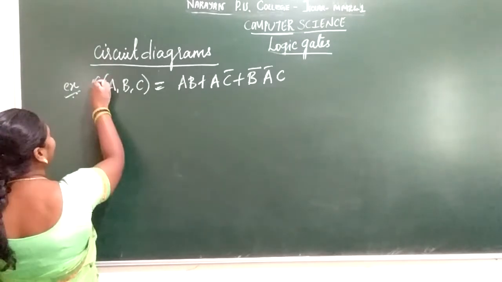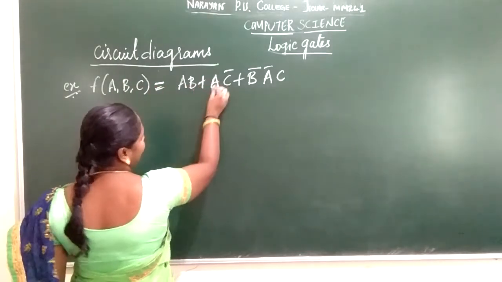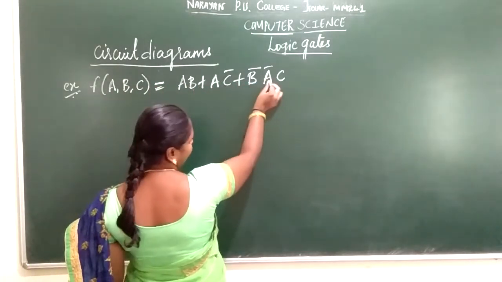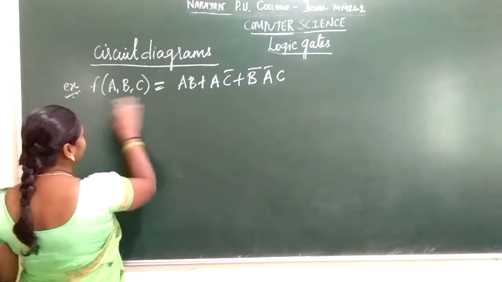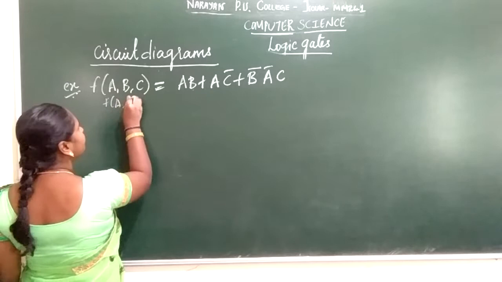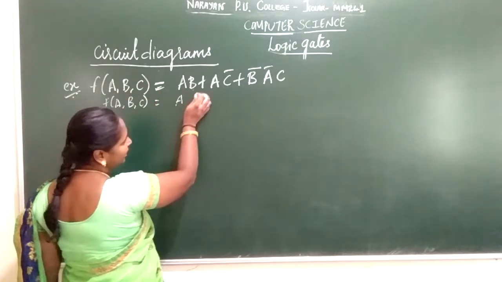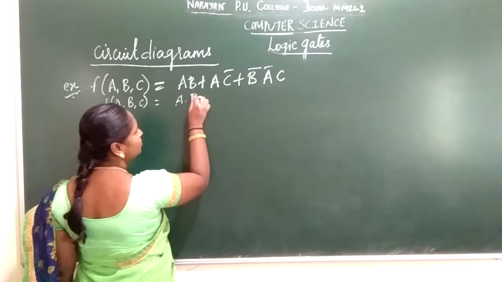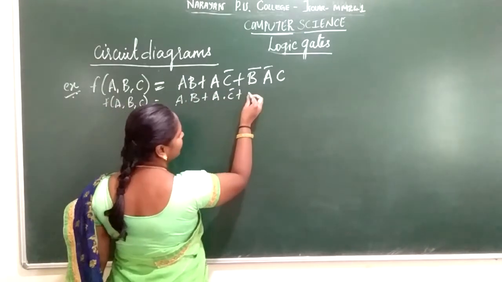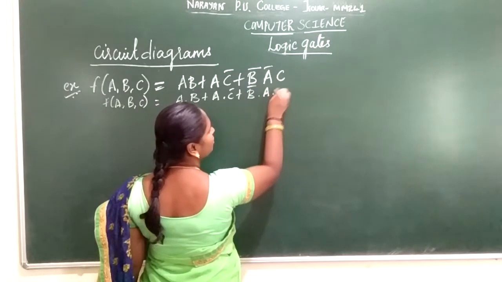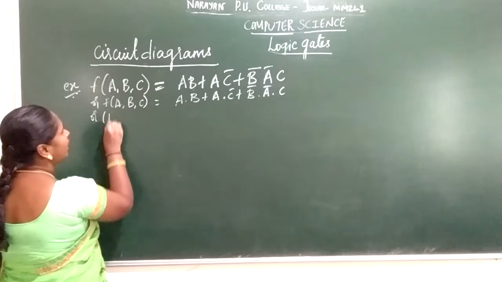Let's see an example. F of a comma b comma c is equal to ab plus ac bar plus b bar a bar c. For this you are going to draw a logic circuit. This f of a, b, c, the Boolean algebra expression, can be written as a dot b plus a dot c bar plus b bar dot a bar dot c.